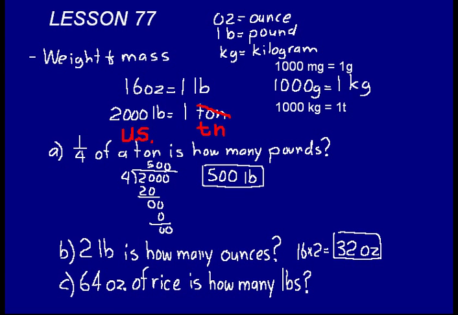Let's do one more. 64 ounces of rice is how many pounds of rice? Let's just think about this. We have 64 ounces of rice. 16 ounces is equal to 1 pound. So 64 ounces, that's equal to 16 times what? How many pounds? That would be 4, right? 16 times 4 is 64. And so that means our answer is 4 pounds. 64 ounces of rice is the same thing as 4 pounds of rice.